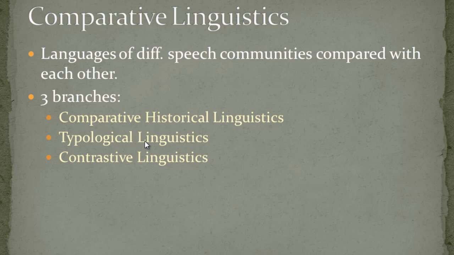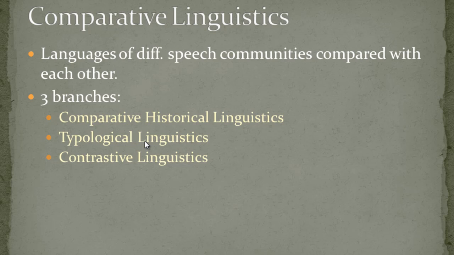In comparative linguistics, we compare languages. And within these categories, we have three branches. Comparative historical linguistics, we try to study languages from the perspective of their history of development, and the goal of doing that is to find out whether a certain language has family relationship with others or not.